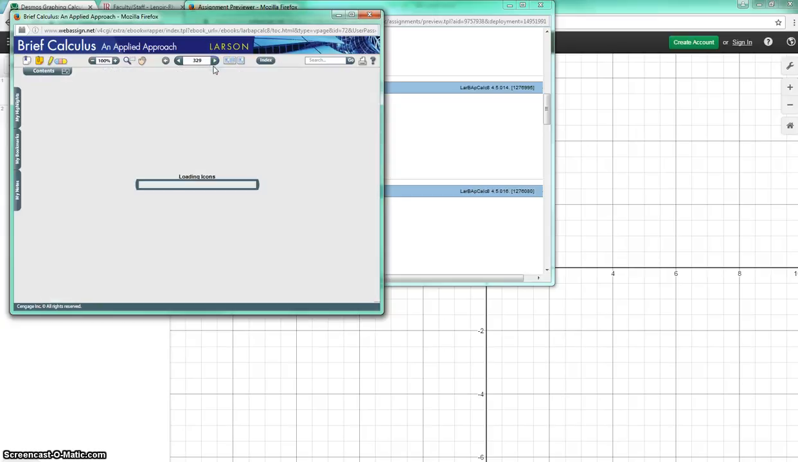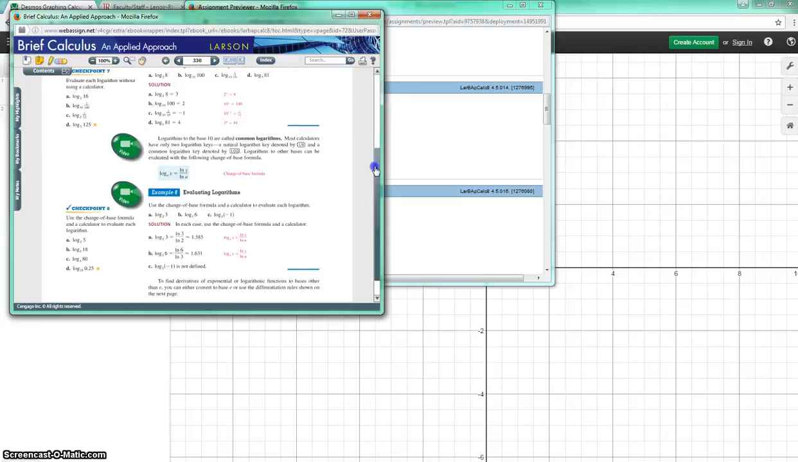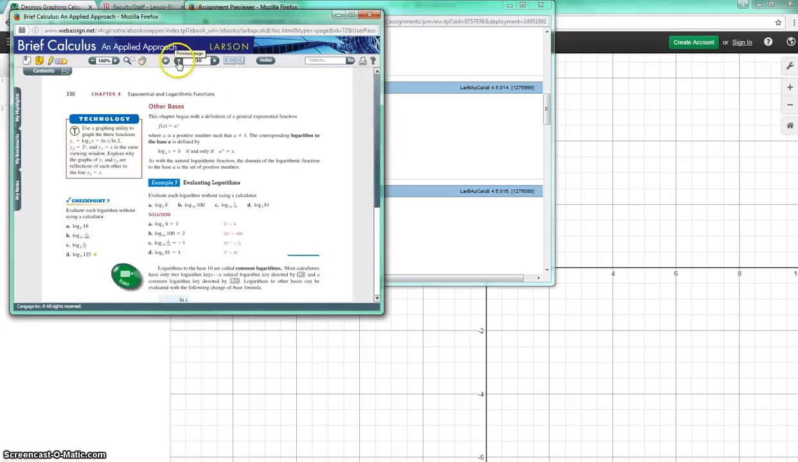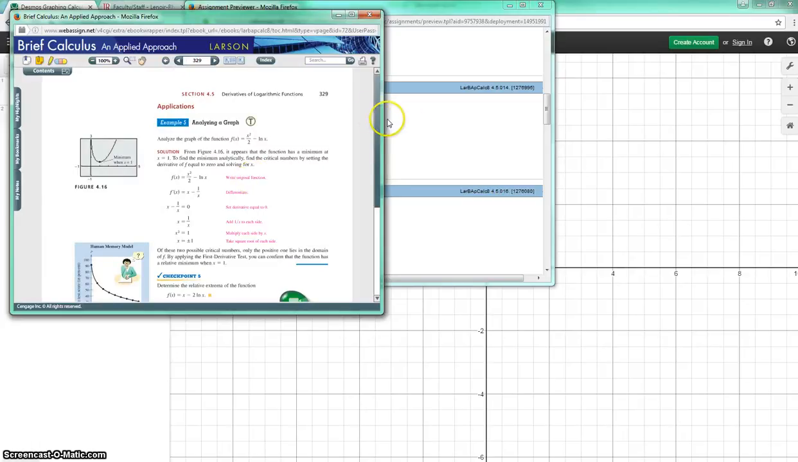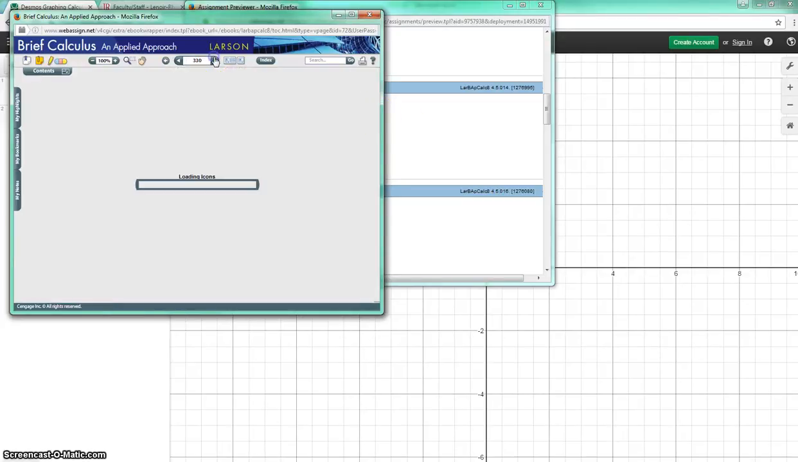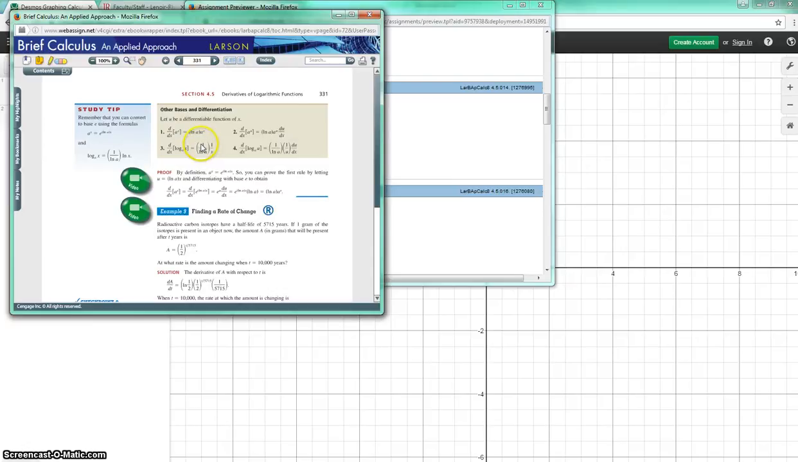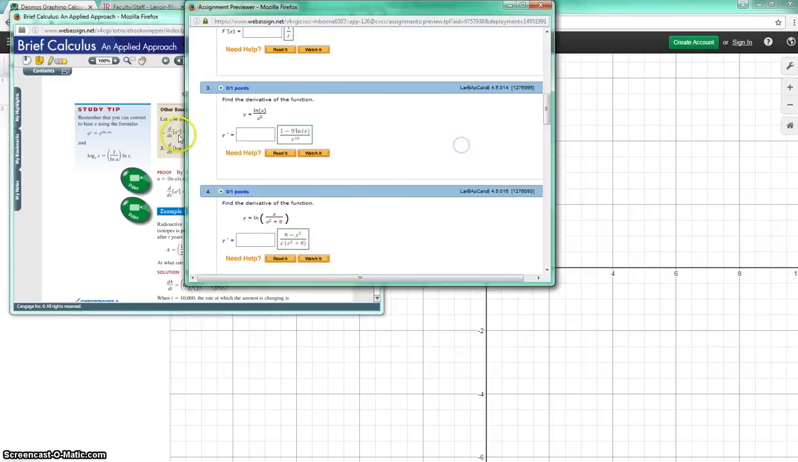And then we have ones for non-natural other bases. Let me find them. I've lost them. Here we go. So these are for exponential functions that are not base e, and these are for log functions that are not the natural log. So there's these different rules here, and we'll explore some of those and the problems.